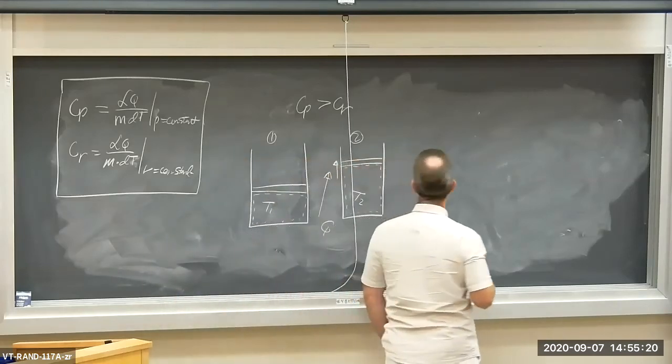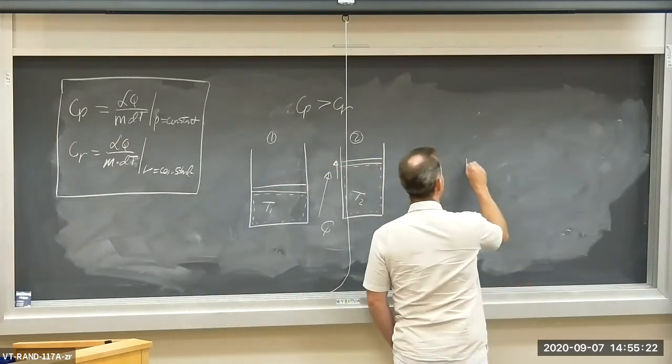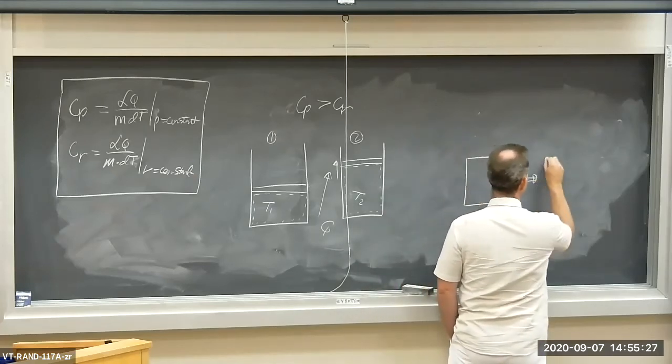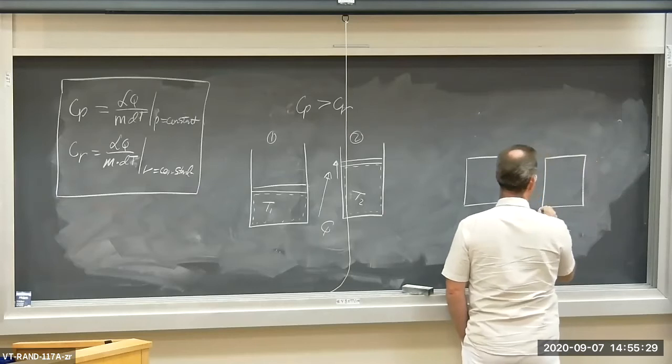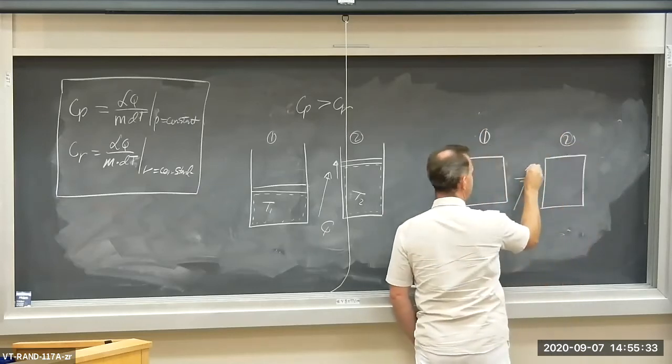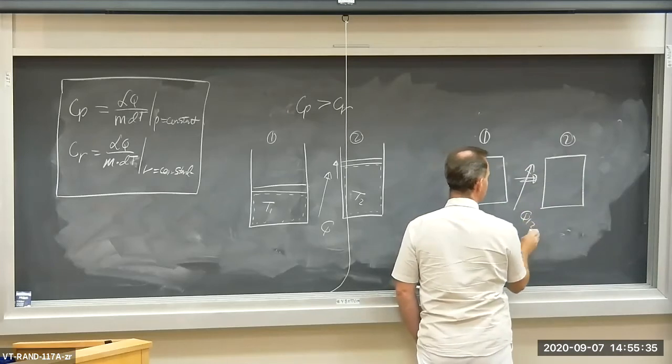And then we have the constant volume process, which involves a rigid container. So we're going from state 1 to state 2, and we're adding heat Q 1 to 2.